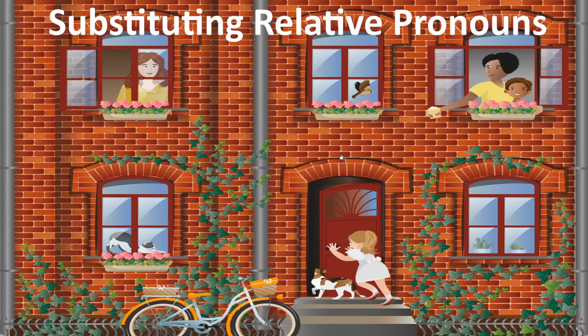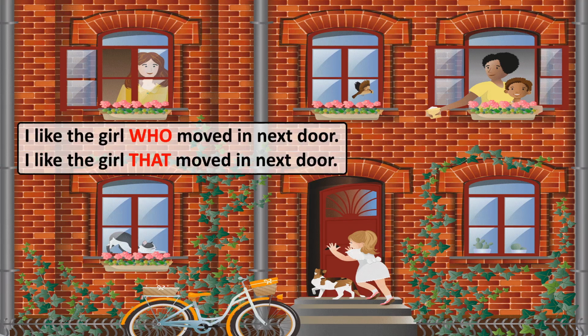So, relative pronouns used as a subject. Of the above-mentioned relative pronouns, three can be used as a subject: who, which, and that. If you refer to humans, who is typically used as the subject. Have a look. I like the girl who moved in next door. Now, this pronoun can be replaced by that. I like the girl that moved in next door.